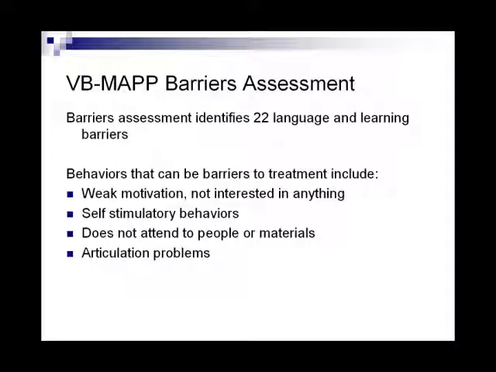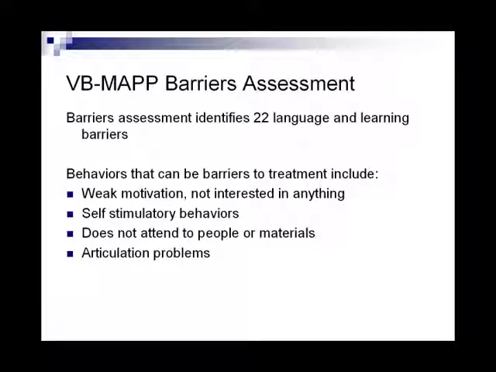Self-stimulatory behaviors, maybe not attending to people or material, not approaching the instructor, can be another barrier, or articulation problems. And that's just a few of the 22 different barriers that we can identify as far as things that would impede learning. And it's usually a great tool to have to just check and see where the child is behavior-wise, to see if you need a behavior reduction program first. Make sure you take care of some of the problem behaviors that are around tasks. So if you have any escape or avoidance behaviors, you can take care of those first before moving on to skill teaching.